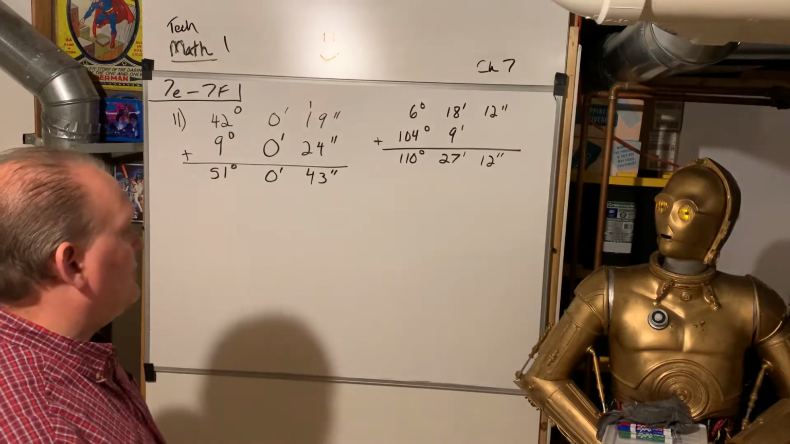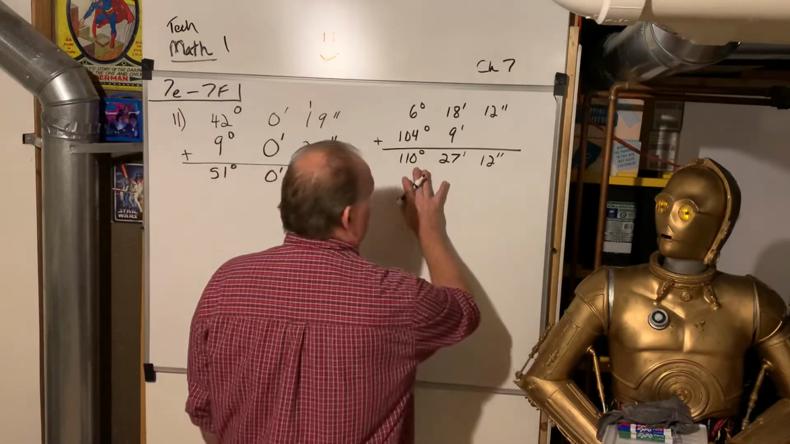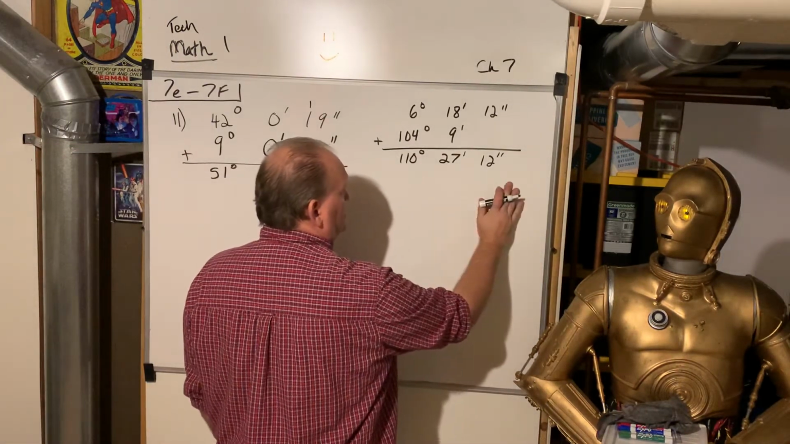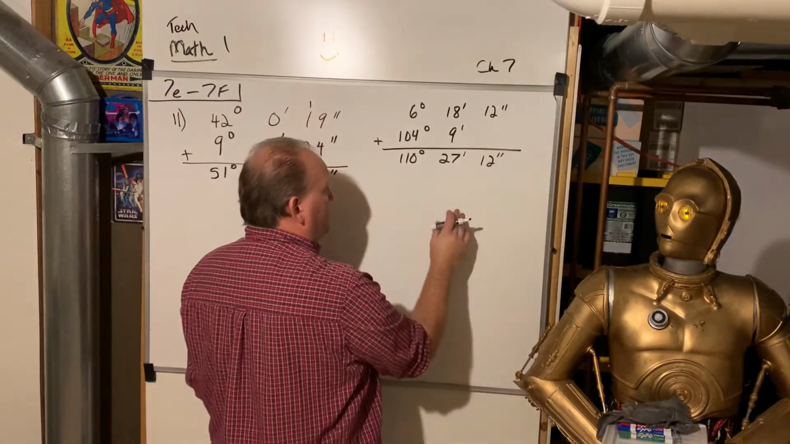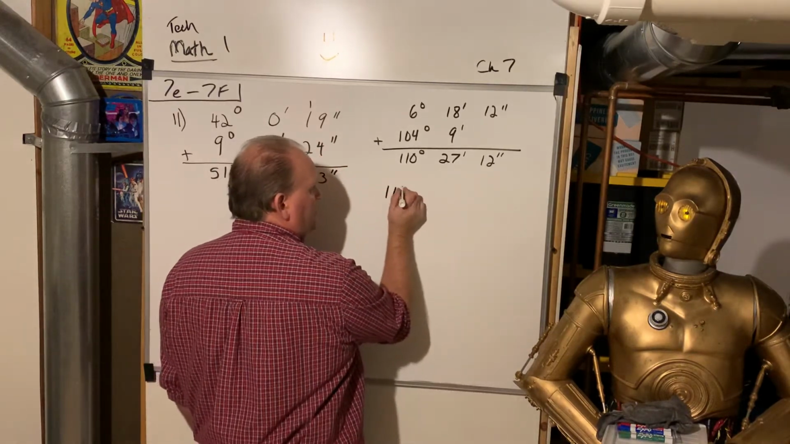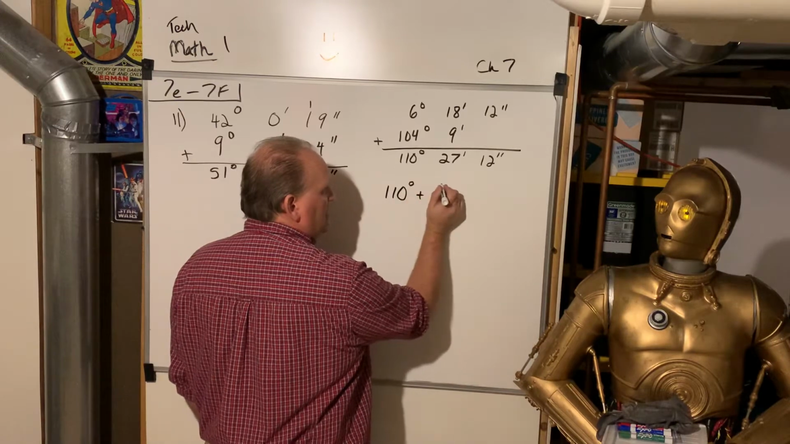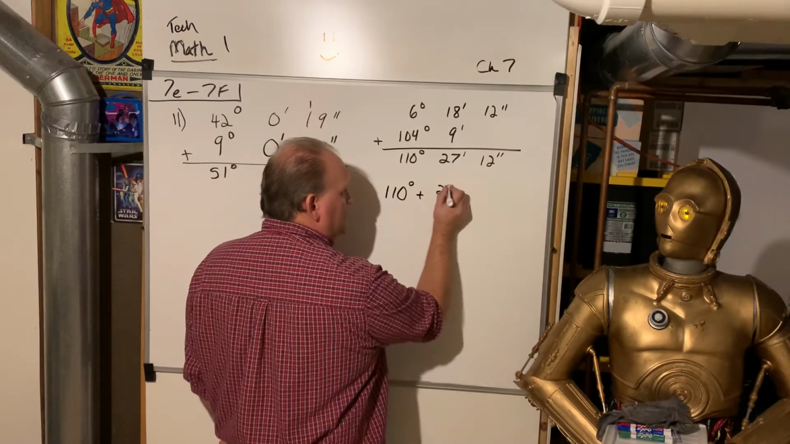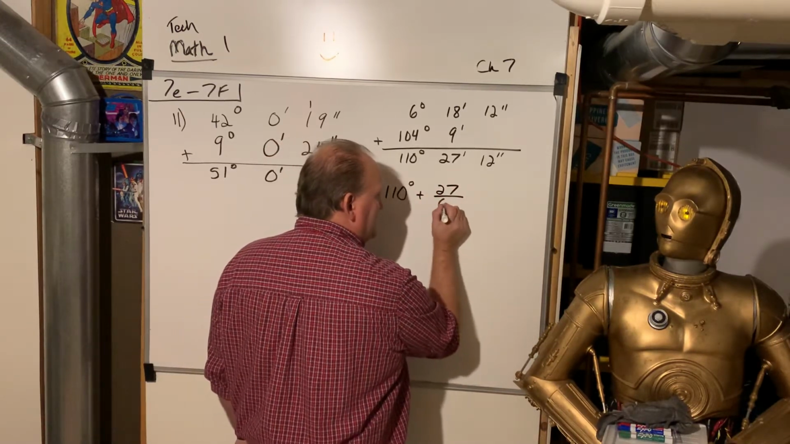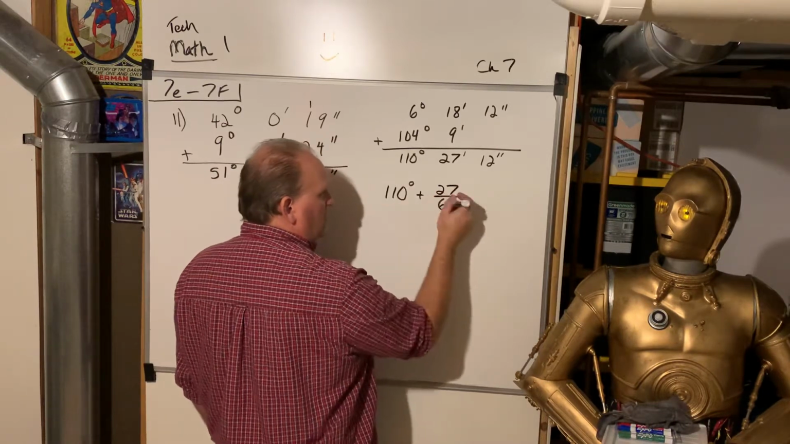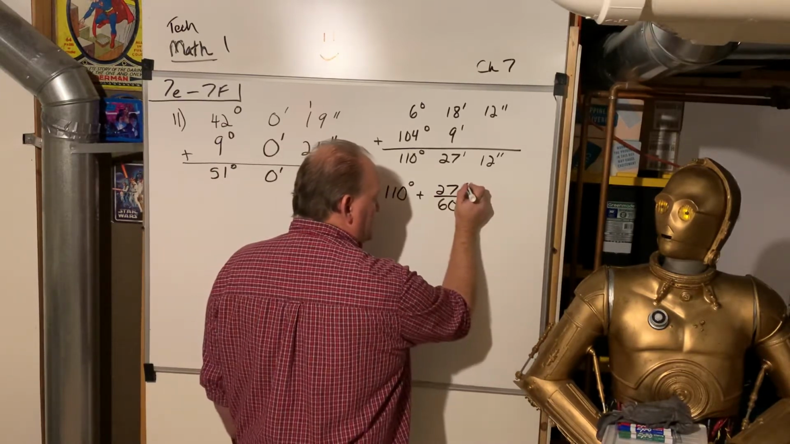Let's say I want to convert this into just all degrees. Well, think about what that would be. That would be 110 degrees plus, to make this into degrees, 27 divided by 60, because there are 60 minutes in 1 degree. And now that would be degrees.